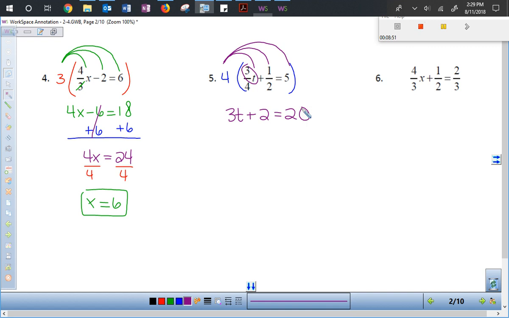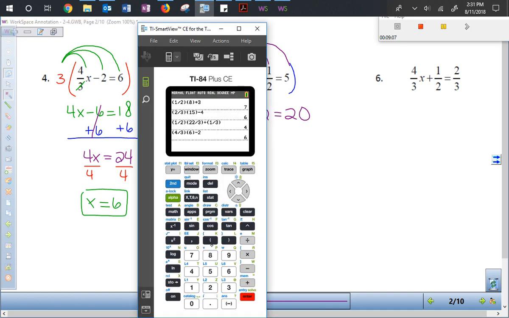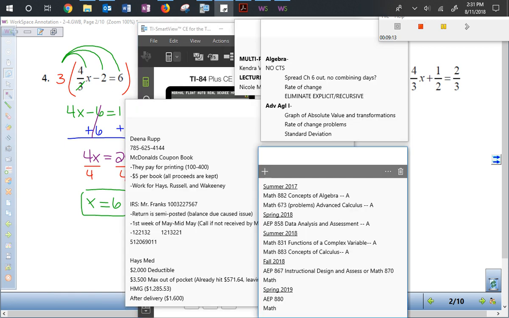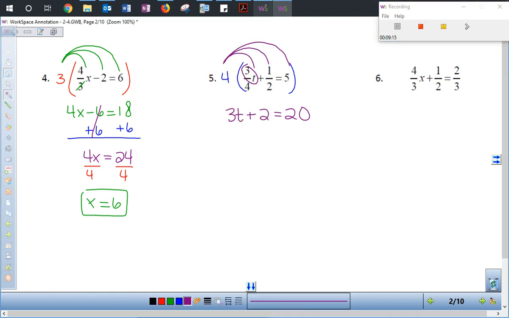Now if you need to do the multiplication with the fractions in your calculator, that's okay. It might be a little bit tricky for you to double check, and I'm always okay with you using your calculator to make sure you did it correctly. So if you would like to, you're more than welcome to say in your calculator 4 times 3/4. Oh yeah, that does give me 3. Okay, now to solve, we need to subtract 2 from each side. And I'm left with 3t equals 18.